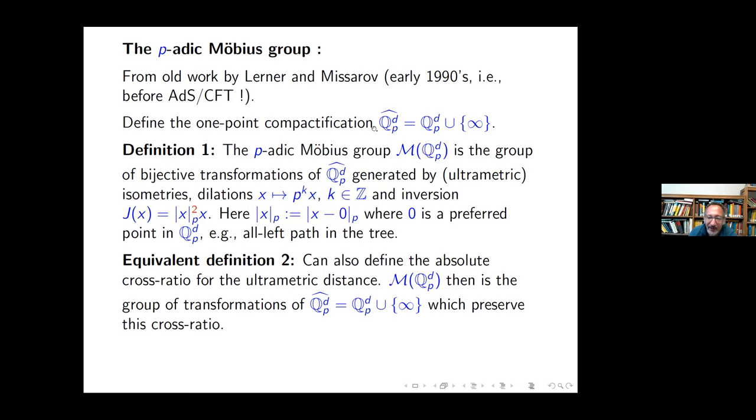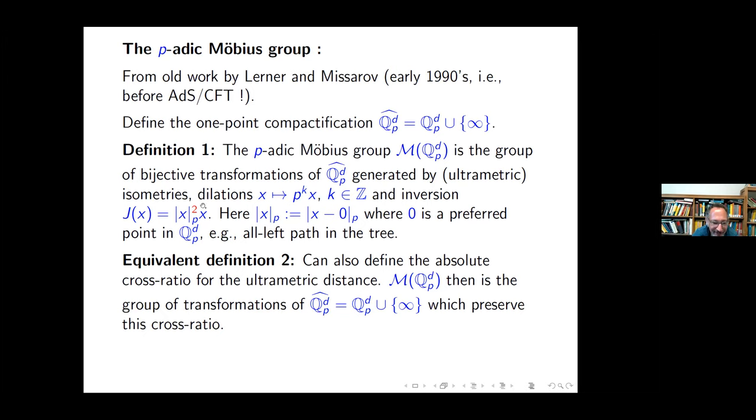the group of bijections generated by isometries. Of course, they fix the point at infinity, but isometries in the metric space that I talked about, right? So you take those. You take dilations by powers of p, those vertical shifts, okay? And now you need to throw in a unit sphere inversion.